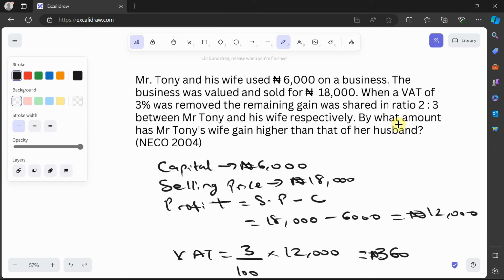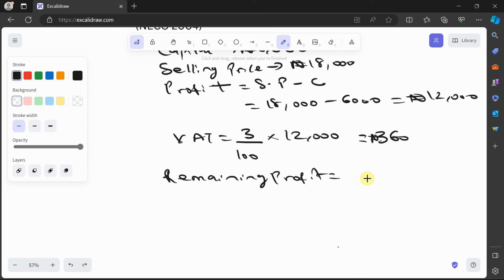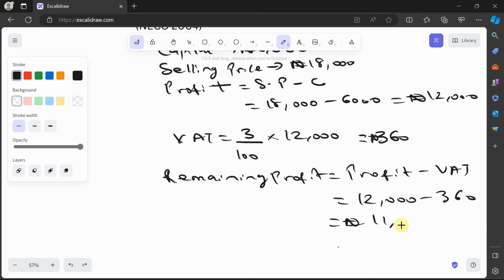Now it says that when a VAT of 3% was removed, the remaining gain was shared in 2 to 3, right? That was the ratio. So what was the remaining value? Remaining profits would be the profits minus the VAT. If you're solving this in your school exam or WAEC exam, you have to put all these formulas there and be as explicit as possible. So that would be 12,000 minus 360. By the time you take 360 from 12,000, what would that give you? I pressed on my calculator and that gave me 11,640 naira. So this is the remaining profits.